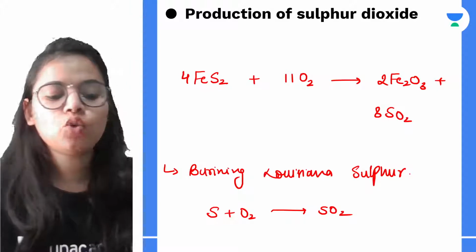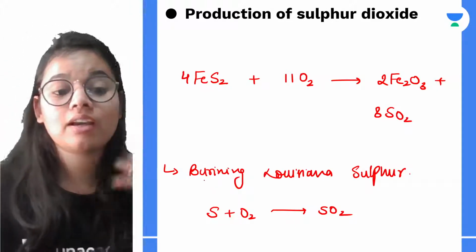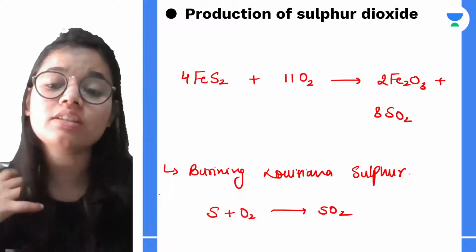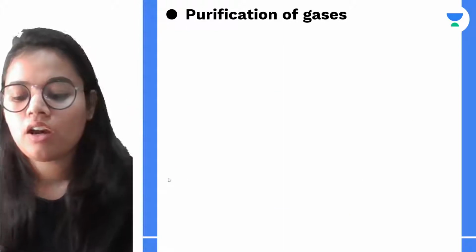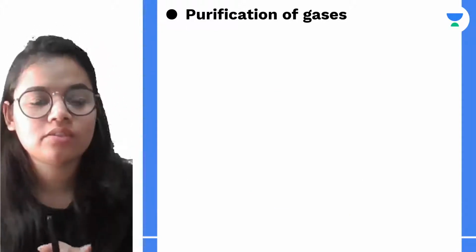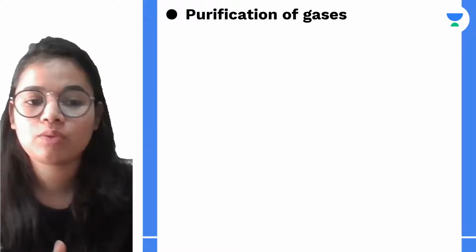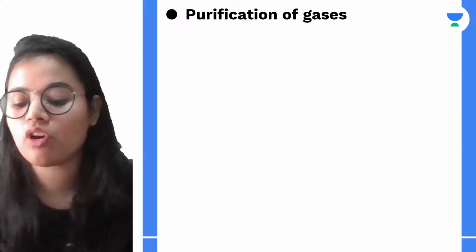So these are the two methods by which we can get the sulfur dioxide. Kindly remember both these processes, how we can get the sulfur dioxide. Next is purification of the gases. Whatever gases we are getting, it's very essential that we have them in pure form.